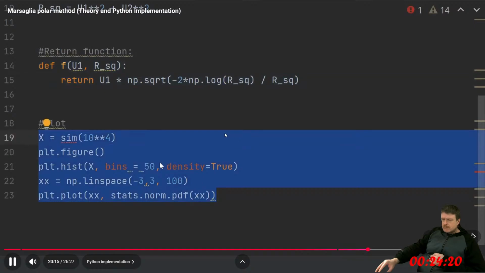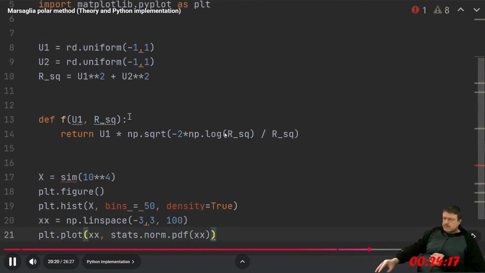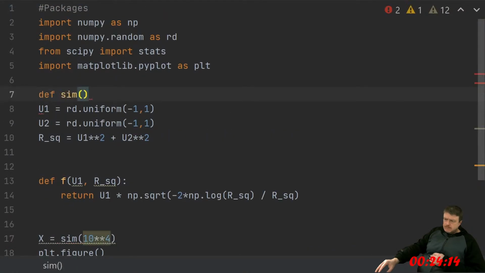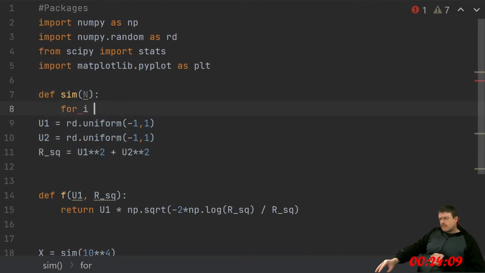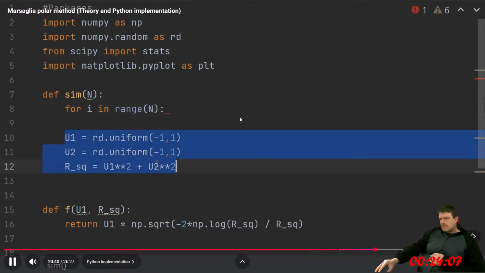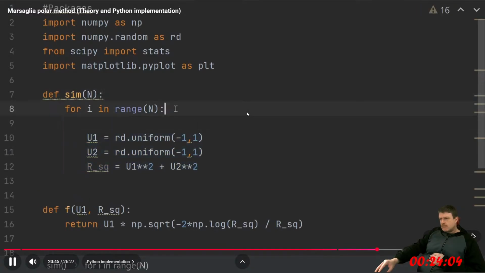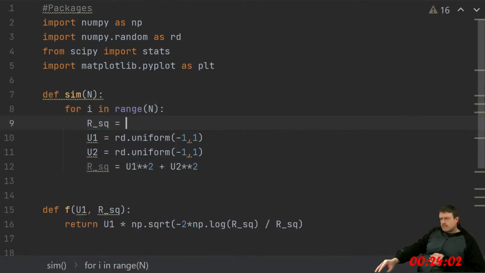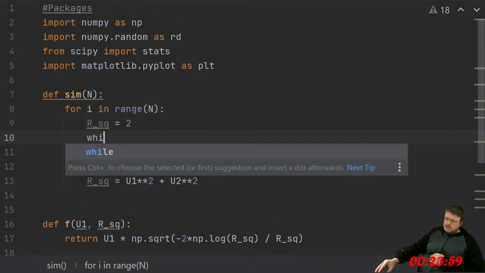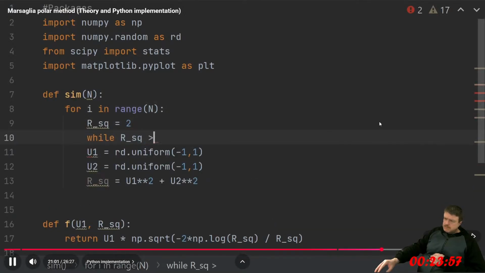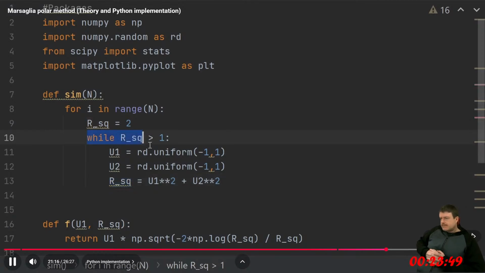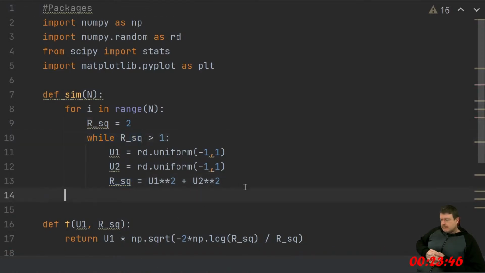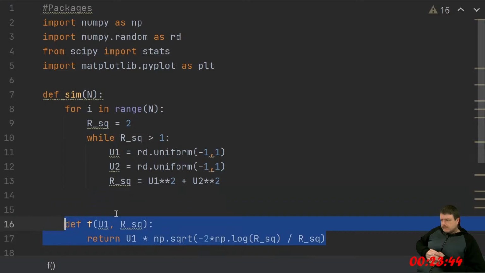And then finally, I have to be a bit careful now, because I actually have to build the function that simulates my X's, and takes my n, which is the amount of samples I want. So for i in range up to n, I can set r squared equal to 2, for example, something which is larger than 1. While r squared is larger than 1, I simulate U1, I simulate U2, and I define r squared. This will keep happening until r squared is less than 1, when it stops. Then I define this function.